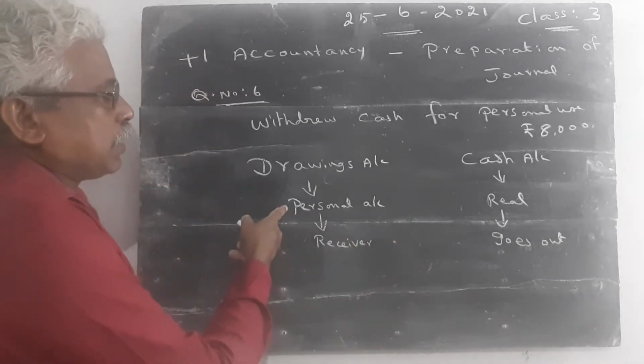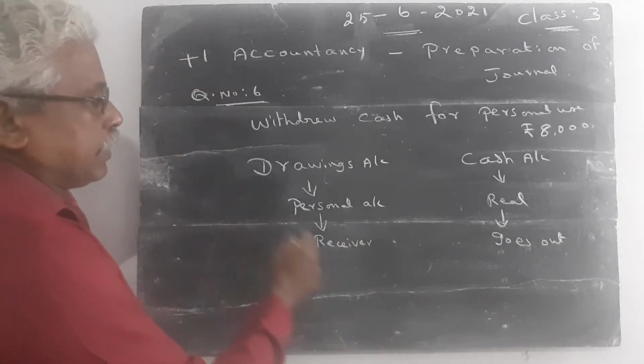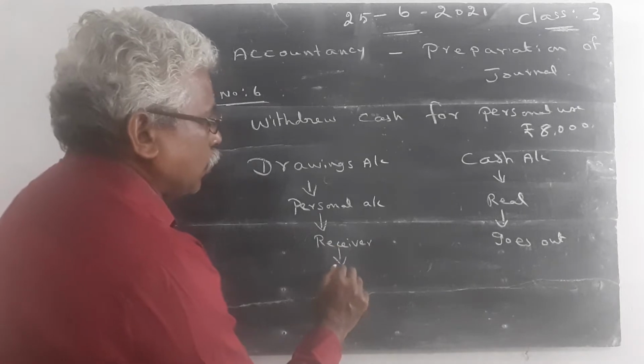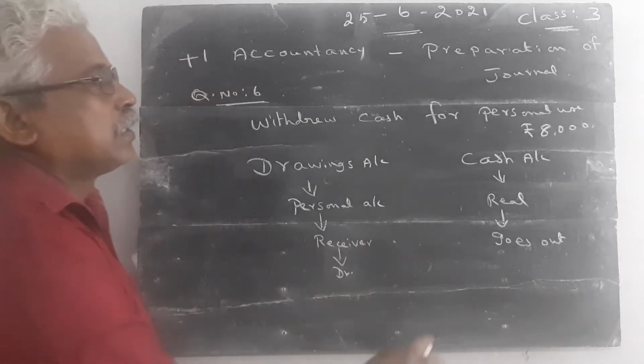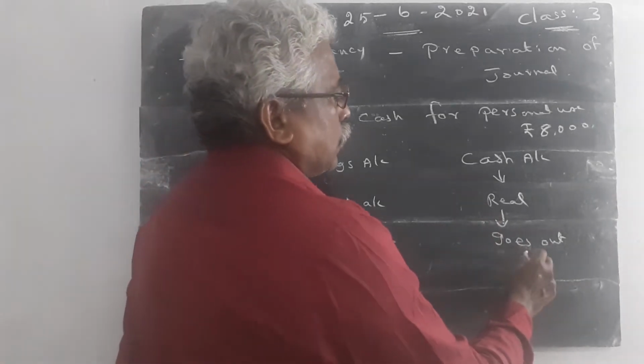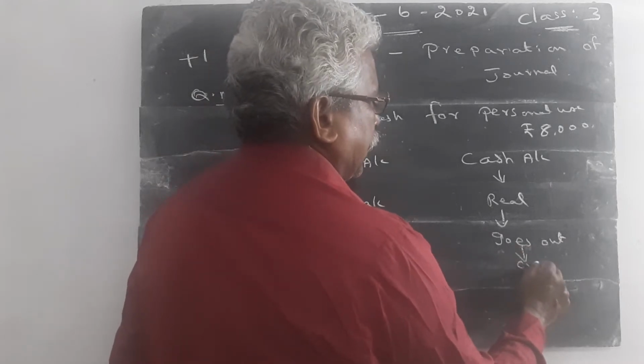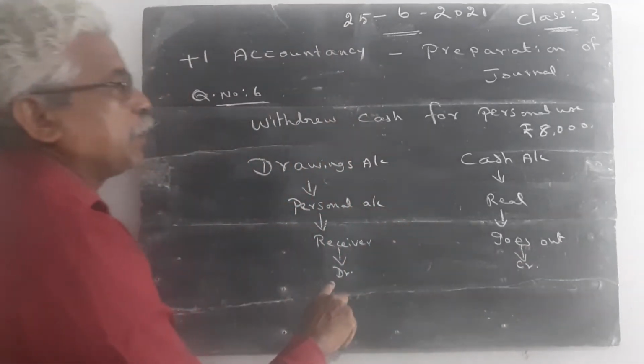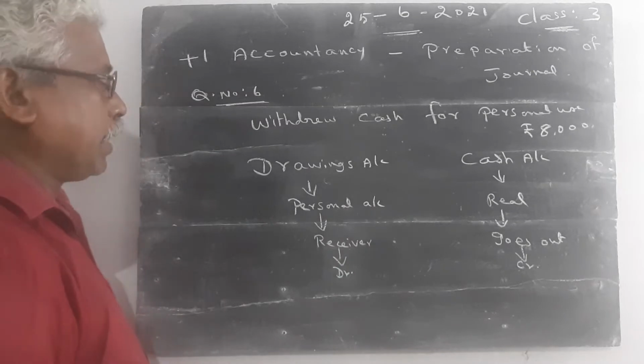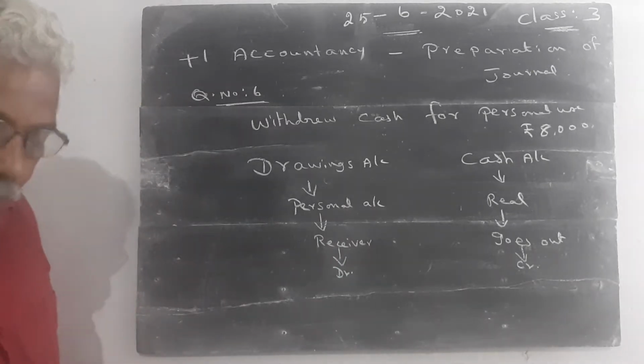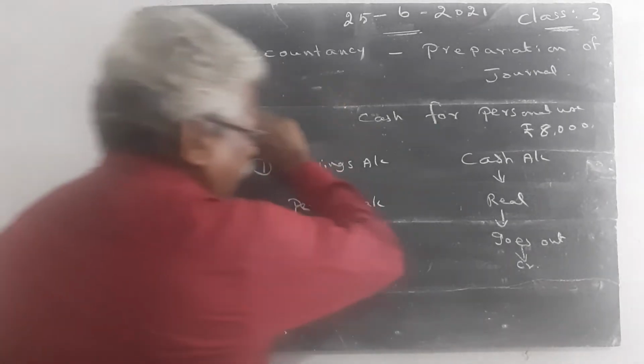The rule of the personal account is debit the receiver. So, drawings account is debited. Debit what comes in, credit what goes out. So, the cash account is credited. When one account is debited, automatically another account will be credited. Then, we write the journal entry.